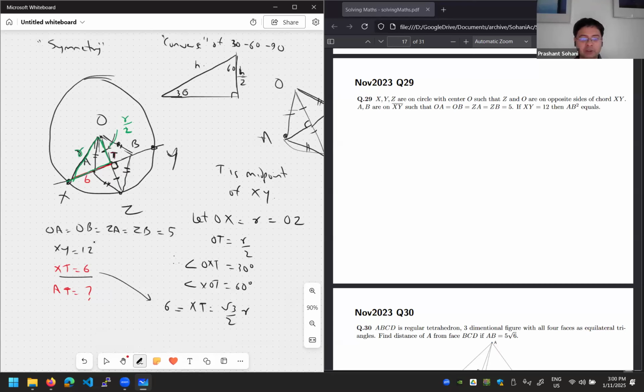So you don't have to rely on the 30, 60, 90 observation for this calculation. Now I'm getting the value of r as 12 by root 3, or if I clear the denominator, it is 4 root 3. Yes, 4 root 3. So that is the value of r. Finally, what do we have to calculate? We have to calculate AB square, so we want to find AT. I think we can do that now.